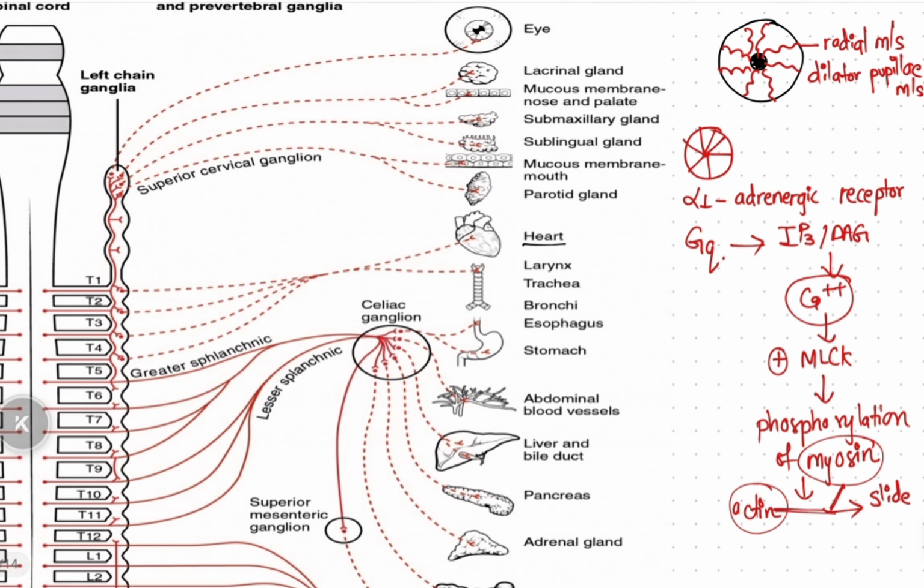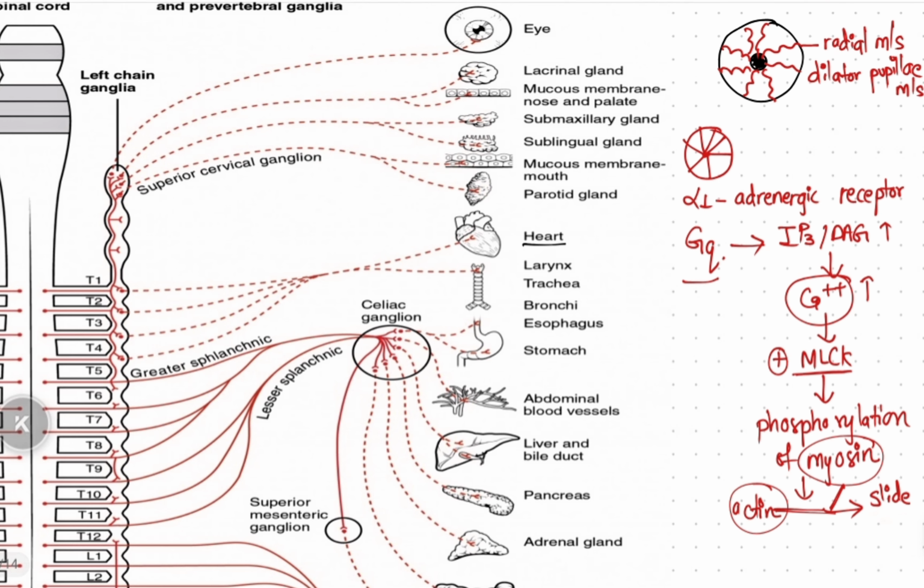So look here, when the sympathetic activation occurs, the Gq pathway is activated, it increases IP3 and DAG, which eventually increases the level of calcium. When the calcium level is elevated, it increases the activity of MLC kinase. MLC kinase is very important for the phosphorylation of myosin. When the myosin is phosphorylated, it is able to interact with the actin molecule, and it helps in the slide and eventually in the contraction.